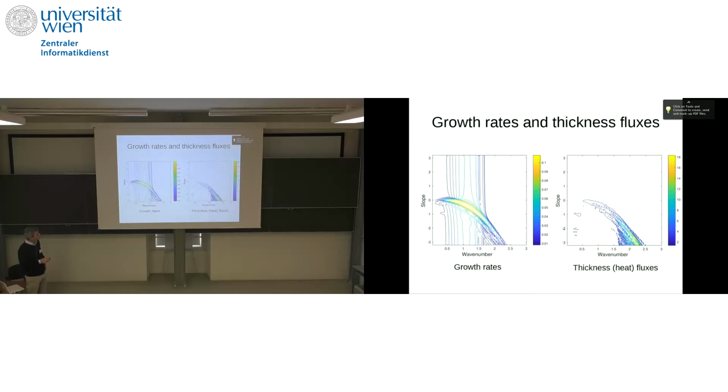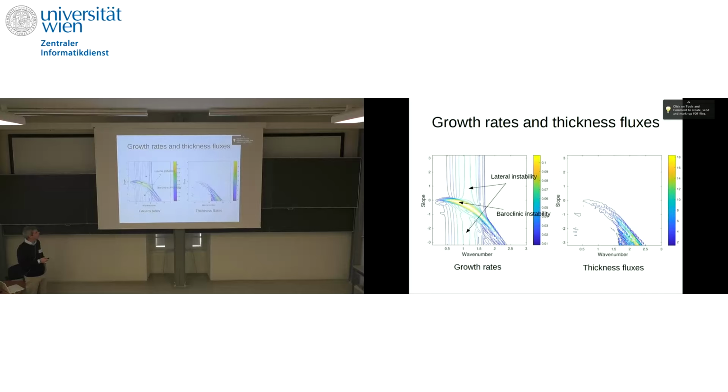And what you can do is check the thickness fluxes, and what you find is that the thickness fluxes exist on this curve here, but not on these wing parts here. Up here, if we have a strong positive slope, we have unstable growth that has no thickness flux at all, no heat flux.